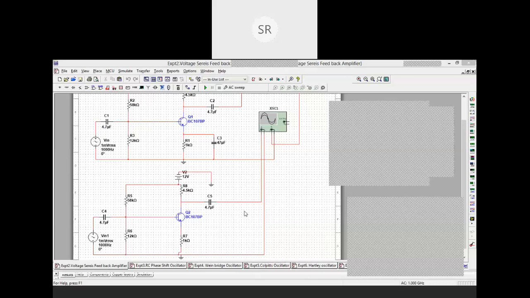Okay, right. The second experiment is the RC phase shift oscillator.